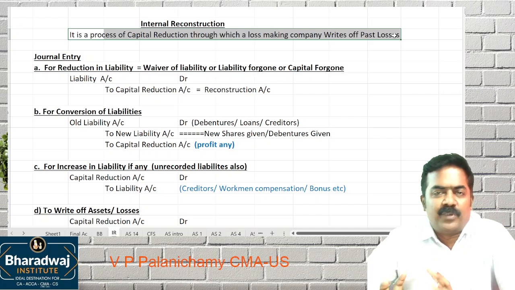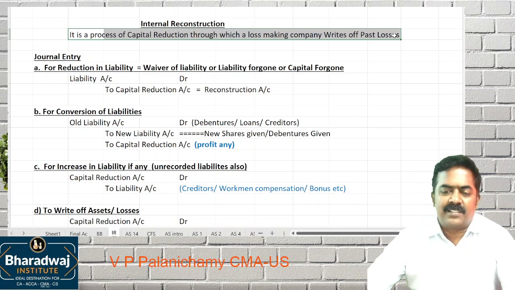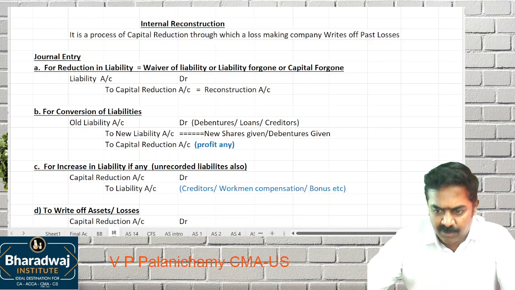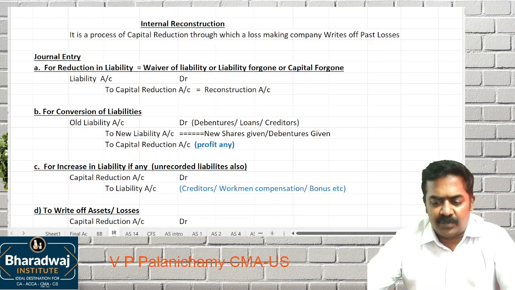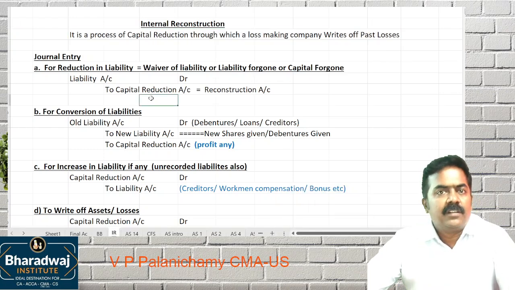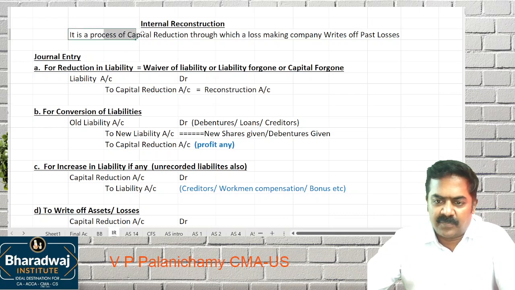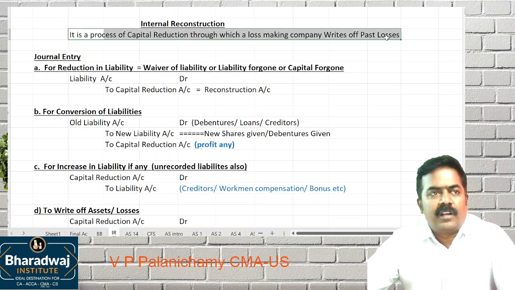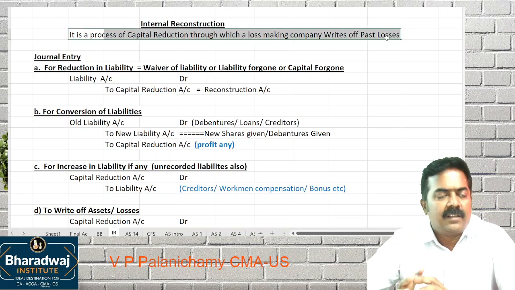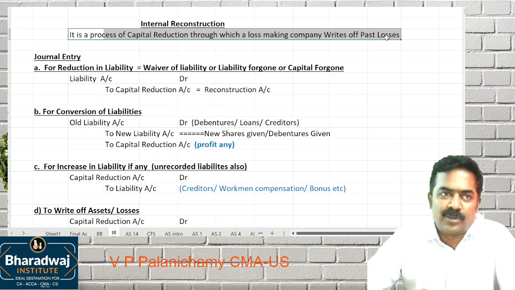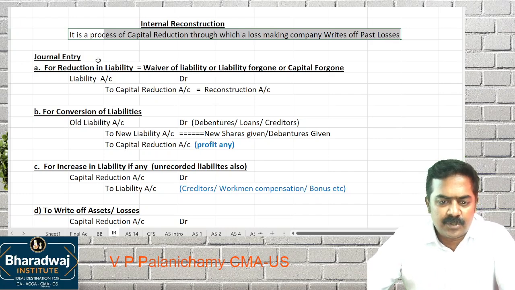Simple. If your company is running in a loss, you just do a process where you write off your past losses. It's a process of capital reduction through which you are able to write off your past losses. When a company is running in a loss, who will suffer to the maximum? Shareholders.